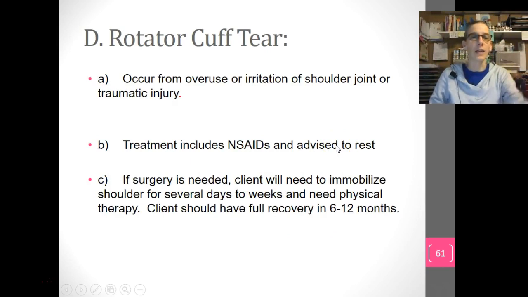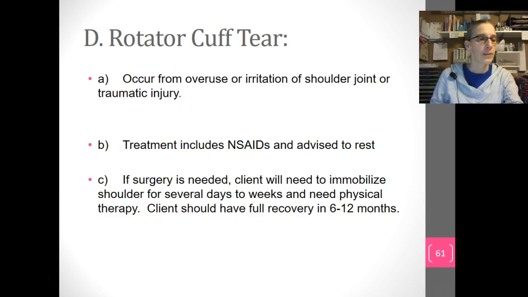All right, rotator cuff tear. Diagnosis is based on exam. They will have pain. One of the signs and symptoms is pain, but if it goes past the elbow, it may not be rotator cuff. So rotator cuff injury occurs from overuse or irritation of the shoulder joint or traumatic injury. Diagnosis is based upon exam. The patient experiences pain with movement, especially when lifting their arm over their head. The severity of the injury is determined by X-ray or MRI.